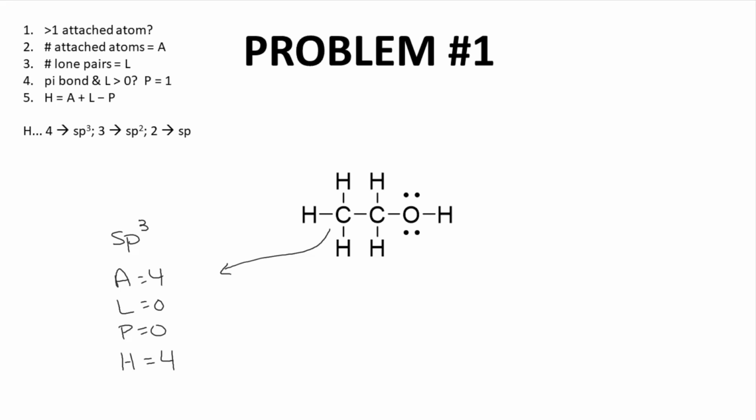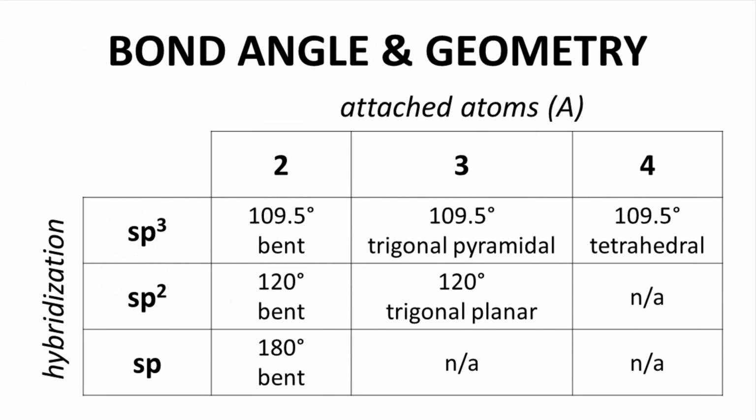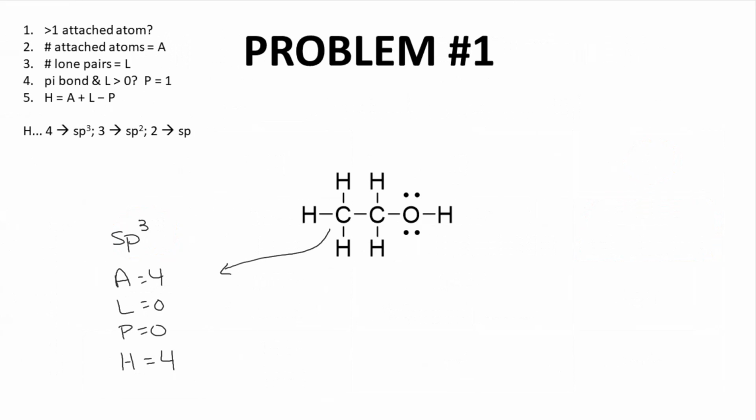Now, let's remember our values here. sp3 hybridized and A equals 4, and let's go back to that other table. Here is our table. We have an sp3 hybridized atom with 4 attached atoms. Therefore, our bond angle is approximately 109.5 and the geometry is tetrahedral. So let's just write this in. We are 109.5 and we are tetrahedral. Now, it won't be exactly 109.5, but all sp3 atoms have bond angles that are approximately 109.5.